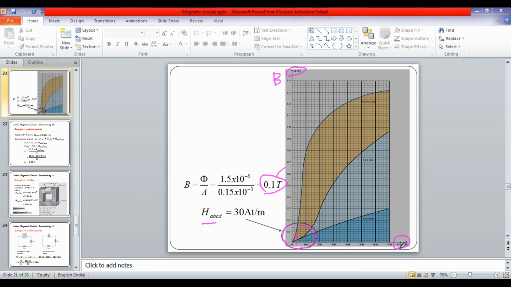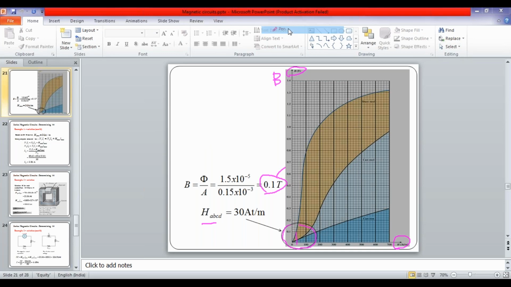Is it clear? Did you understand this, or how to calculate the H value? Respond. Once repeat, please, sir. Did you understand how to calculate the H value? Once repeat, sir. Yes, I will repeat.